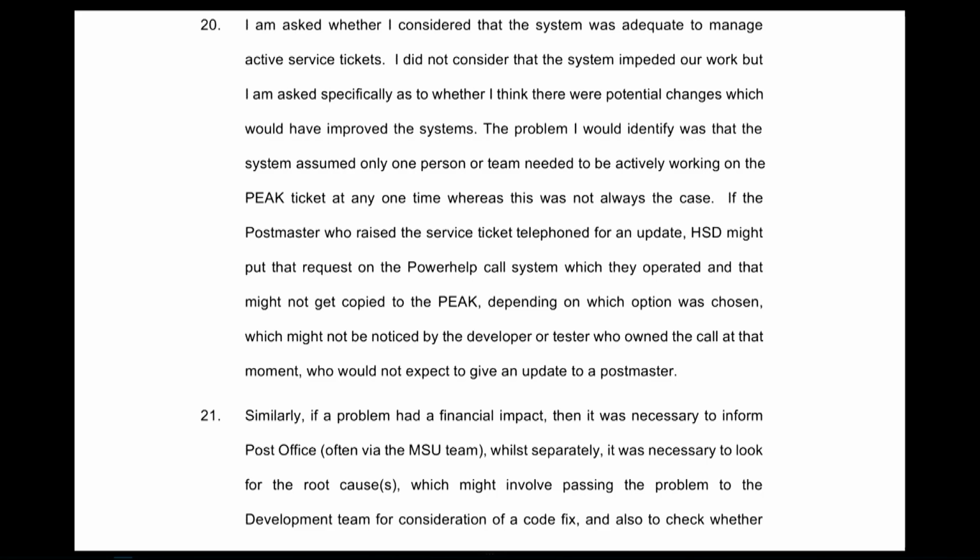Before we explore exactly what you mean there, can you remind us of what the Power Help system was? Power Help was the first and second line desks call logging system. And so it was operated and viewable by only lines 1 and 2, is that right? SSC could see the Power Help calls as well. And did you habitually look at what was on Power Help? Quite often, yes.